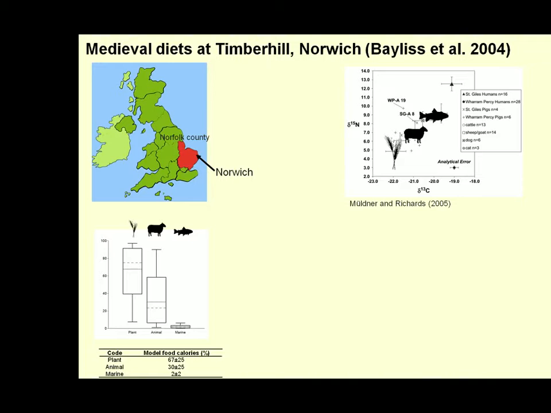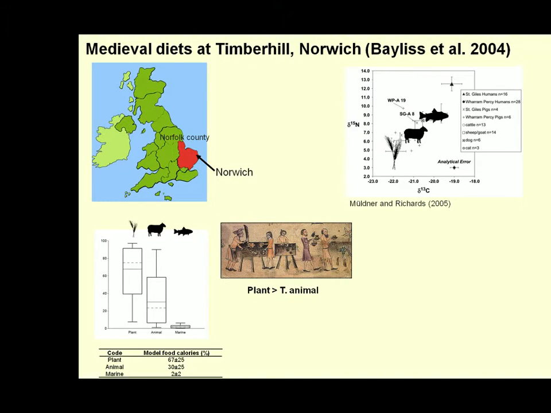But as you can see, there's a big imprecision in the estimates for terrestrial plants and terrestrial animals. But here we can use historic information that for the lower classes, the main source of calories was actually terrestrial plants. We can provide this information to the model, and now the estimates become much more precise.